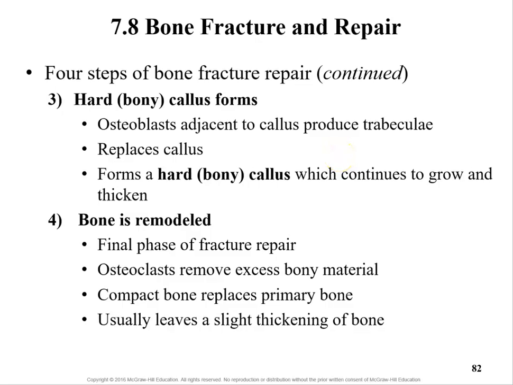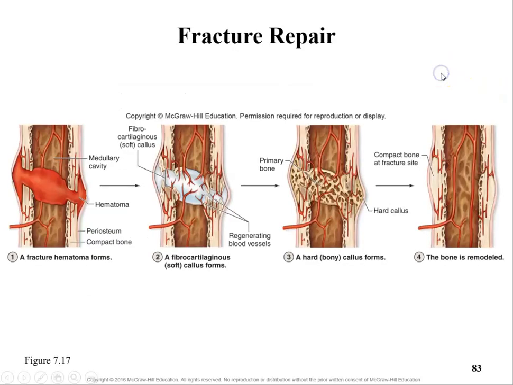Next, the hard or bony callus forms. This is due to osteoblasts adjacent to the callus. They produce trabeculae. This replaces the soft callus and forms a bony callus, which continues to grow and thicken. Then the bone is going to be remodeled. This is the final phase of fracture repair. Osteoclasts are going to go in and remove excess bony material from that hard callus. The compact bone is going to replace the primary bone that was formed, and this usually leaves a slight thickening of bone. And you can see that here. There's a little bit of thickening at the fracture site.